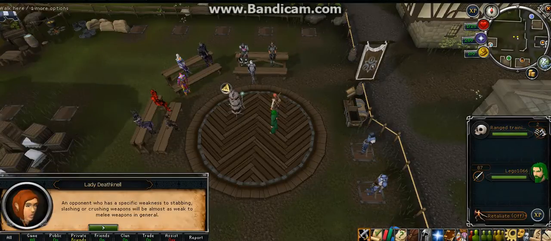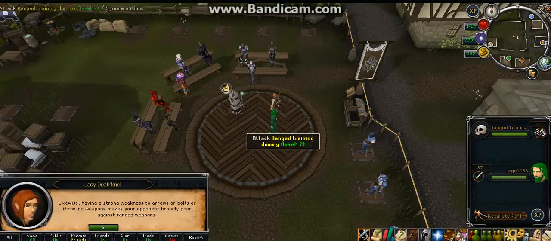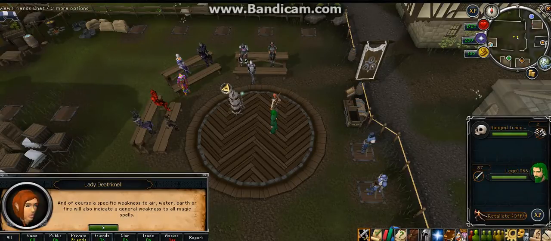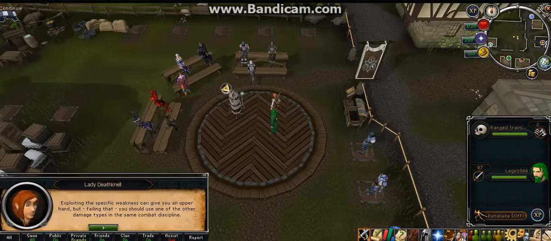An opponent who has a specific weakness to stabbing, slashing, or crushing weapons will be almost as weak to melee weapons in general. Likewise, having a strong weakness to arrows or bolts or throwing weapons makes your opponent broadly poor against ranged weapons. And of course, a specific weakness to air, water, earth, or fire will also indicate a general weakness to all magic spells. Exploiting the specific weakness can give you an upper hand, but failing that, you should use one of the other damage types in the same combat discipline.